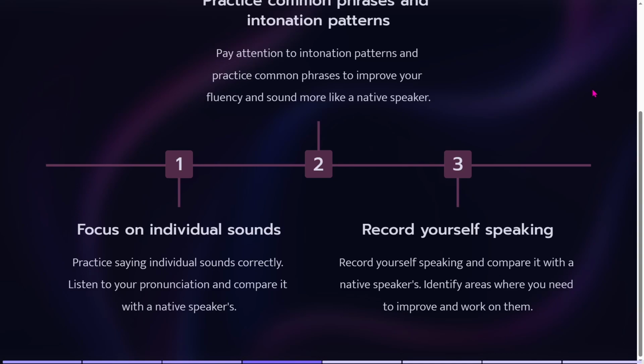Focus on individual sounds. Practice saying individual sounds correctly. Listen to your pronunciation and compare it with the native speakers.